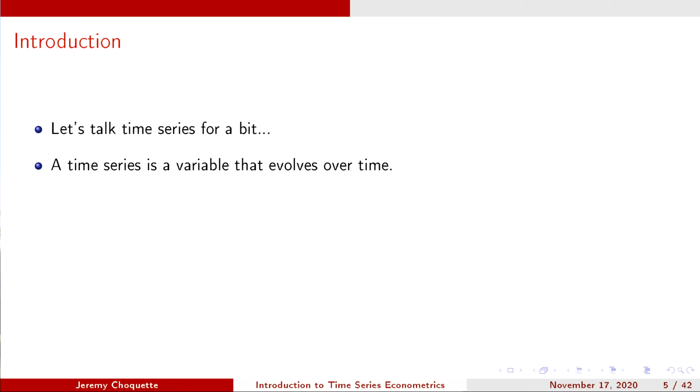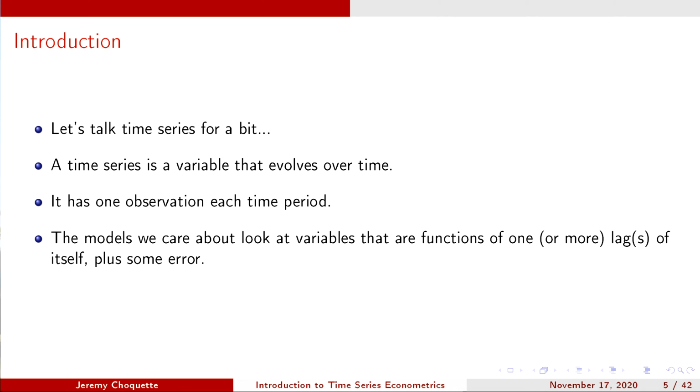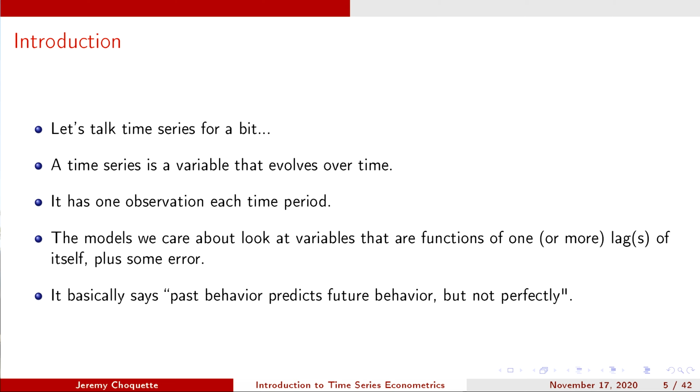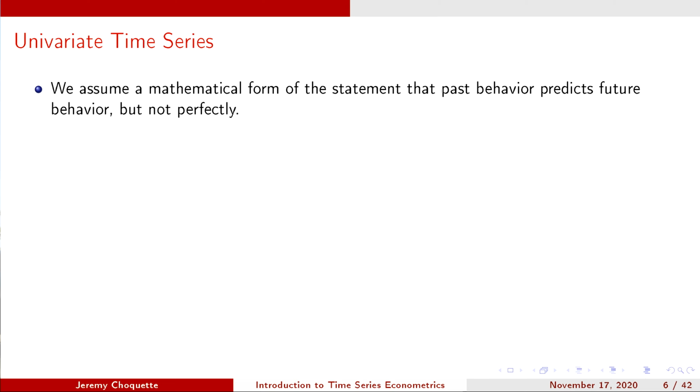So let's talk about what time series are. A time series is a variable that evolves over time. It's got one observation per time period. The models that we care about look at variables that are functions of one or more lags of themselves plus some error. Basically, it says past behavior predicts future behavior, but it doesn't do so perfectly.